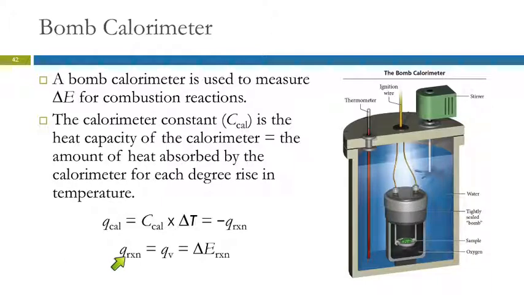So Q for the reaction, because this is a constant volume, is equal to QV, and QV is equal to delta E for the reaction. So it's a change in internal energy of the reaction. Any questions?